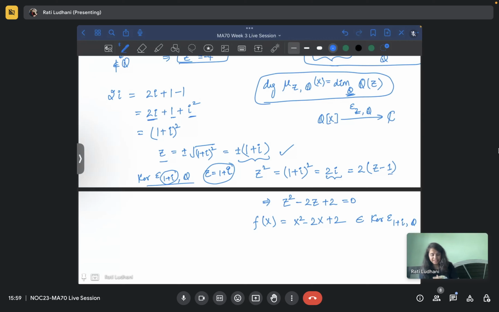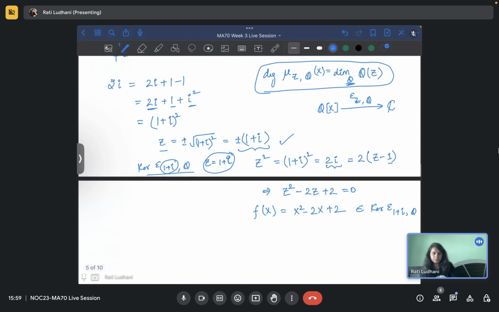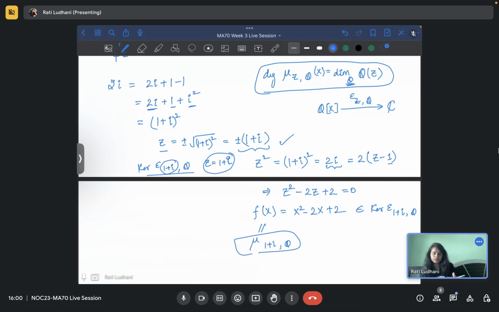Thank you. Okay, so you get a 2-degree polynomial. Now you can again, okay. So this again I will claim that this is a minimal polynomial of 1 plus i over Q. First thing, mu has to divide f(x), and f(x) is of degree 2. So it cannot be of degree 1. So the possibility is degree could be 1 or 2.